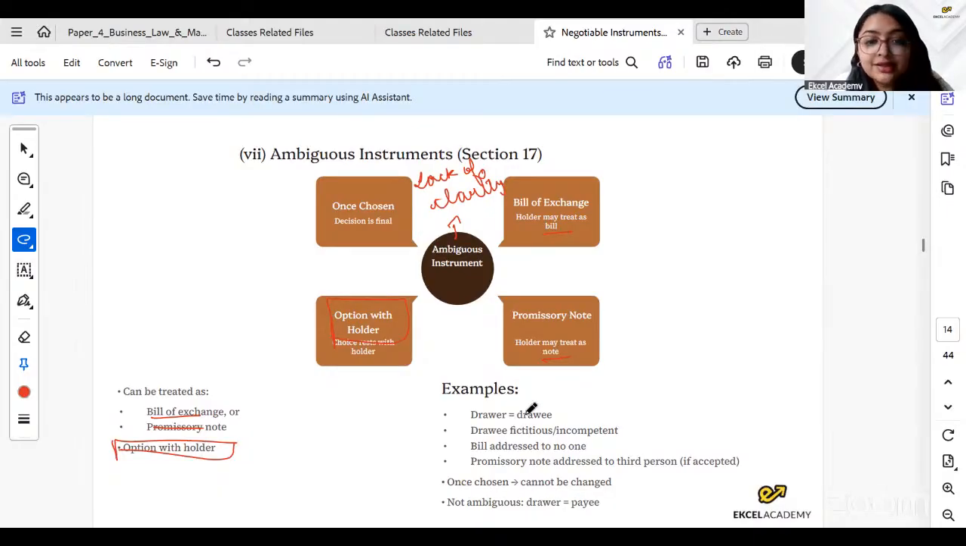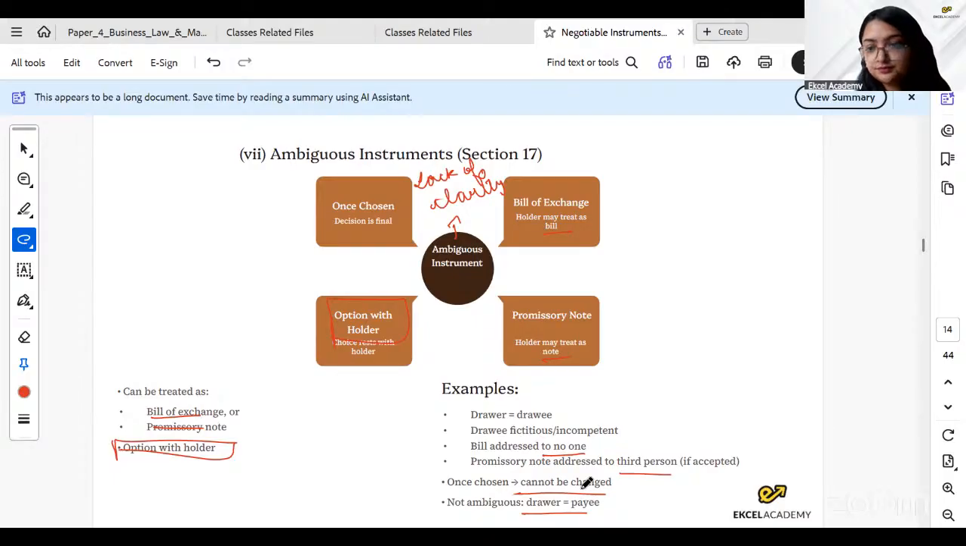Okay, examples: your drawer is your drawee itself. Or the drawee is fictitious or incompetent. The bill is addressed to no one. Or a promissory note addressed to a third person. Promissory notes are usually addressed to the second person itself, but in case of a third person, once you have chosen, you cannot change. What is not ambiguous? When your drawer himself is your payee. So if you are drawing the instrument and you are only the payee, then the instrument will not be said to be ambiguous. So ambiguous instruments are those which give a holder the option to decide whether it is a bill of exchange or a promissory note.